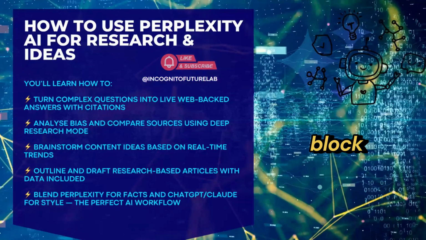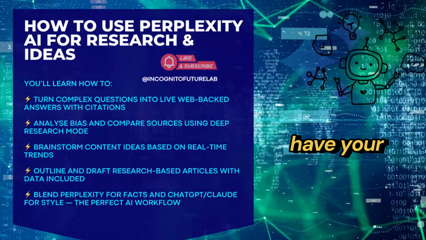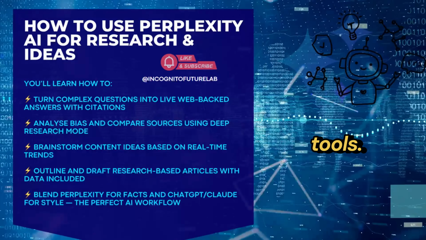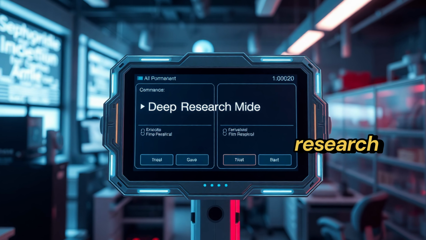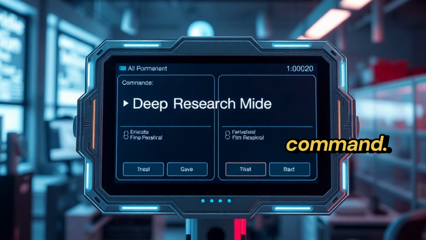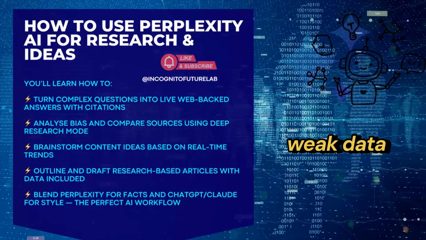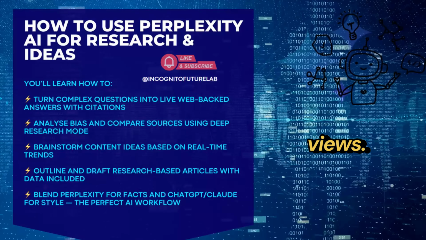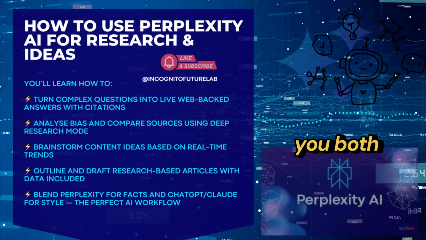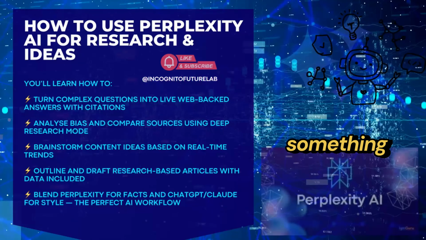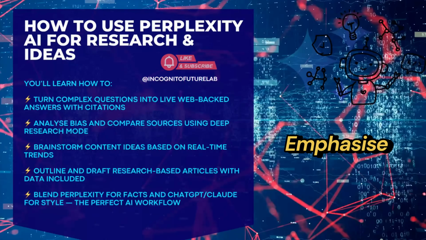Prompt 2. Block analyzers. Once you have your answer, use the built-in tools. In Perplexity's deep research mode, you can add a second command. Analyze bias in the sources. Point out weak data and suggest 2 opposing views. This gives you both insight and skepticism, something many tools don't emphasize.